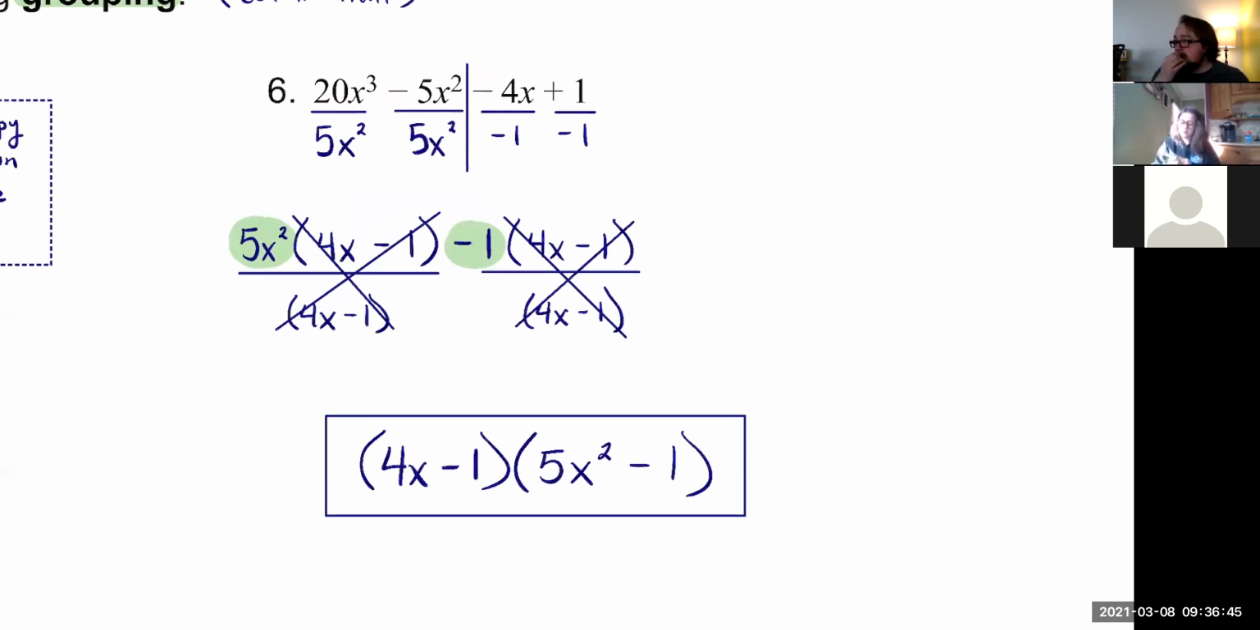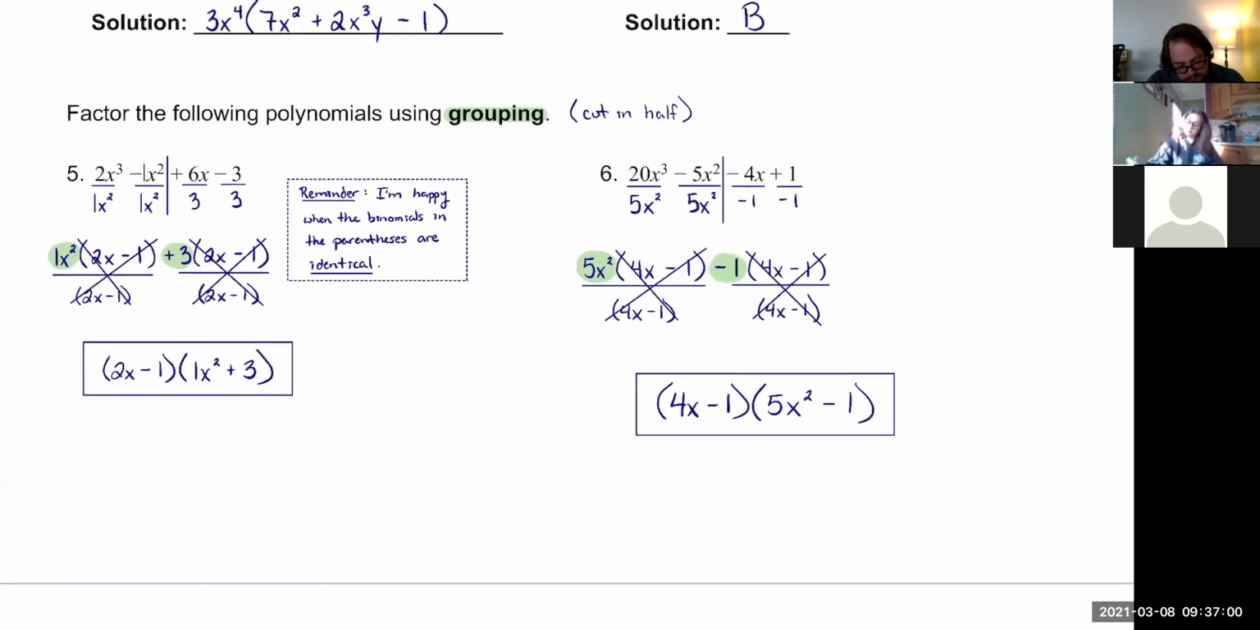So greatest common factors, although technically considered a simple version of factoring, can be applied at a more advanced level, and that's what allows us to factor by grouping. Any questions on this page?